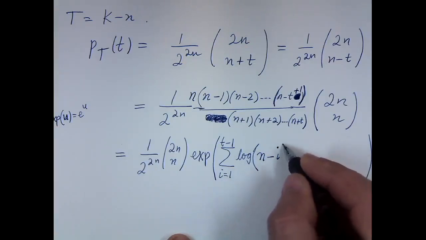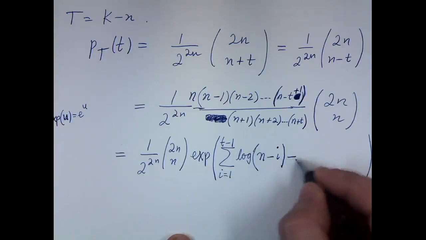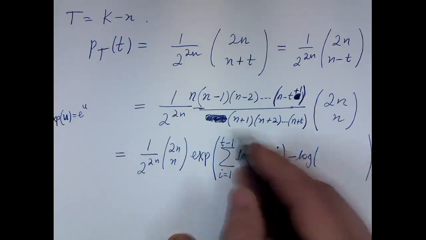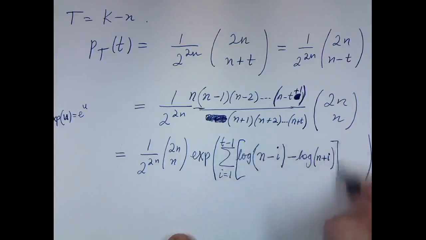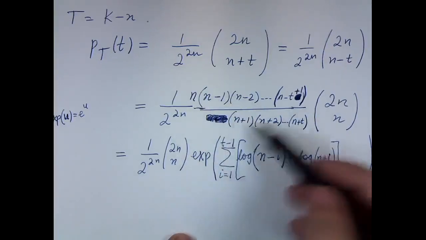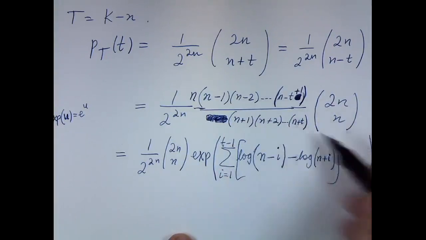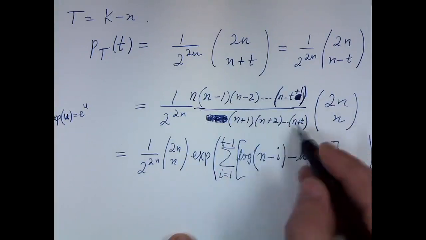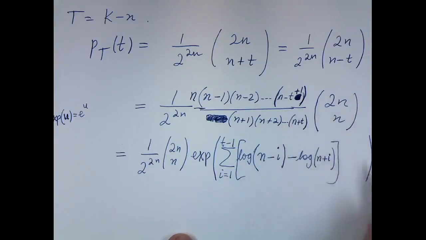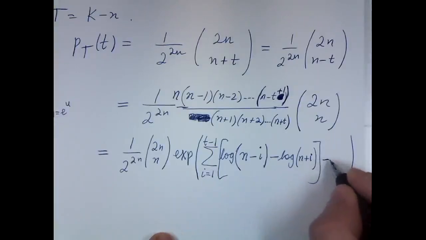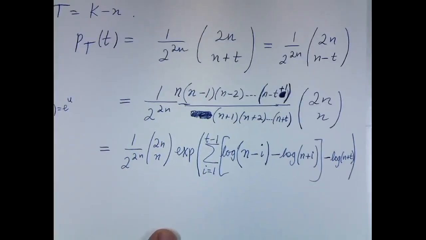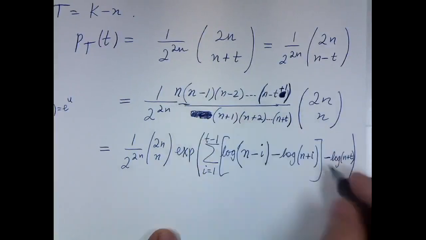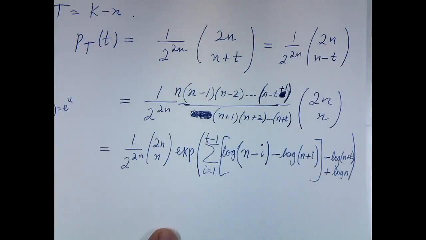So that's what we have on the numerator. On the denominator we have log of n plus i. So I'm matching the n minus 1 and the n plus 1 together, the n minus 2 and the n plus 2. And then on the denominator there's also one extra term, the n plus t, which does not occur on the numerator. So then I have to subtract log of n plus t. Okay? And also there's a log n on the numerator. So that's clearing that all out.